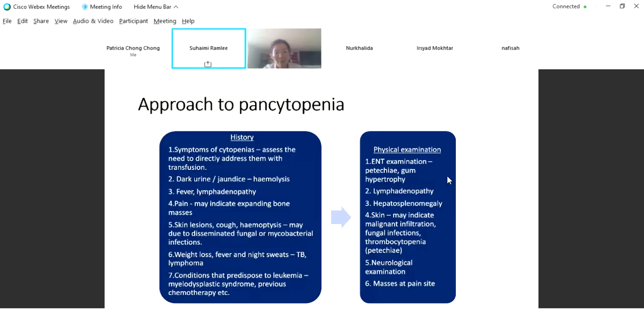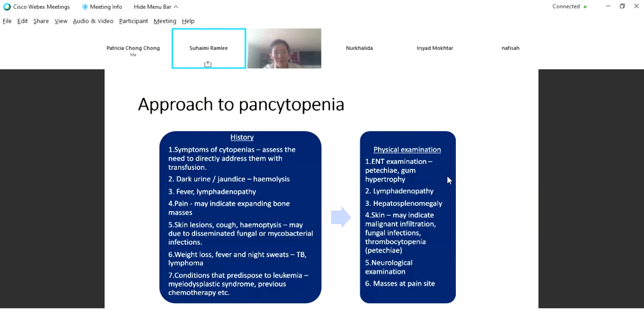So, approach to pancytopenia. Evaluation of pancytopenia requires a careful history and physical examination, because the causes of pancytopenia are wide, so we need to take a proper, careful history and physical examination.